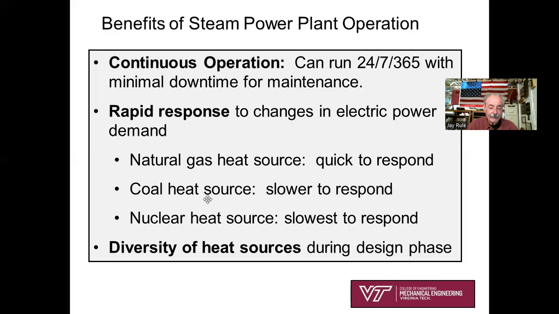And finally, nuclear power heat source is even slower to respond than coal as a heat source. And so that's going to give you a physical feel why in the electric power industry, we use different sources of heat because of the need for responding to the demand almost in an immediate manner. So thus there's a diversity of heat sources, and you have to address that during the design phase of your power plant. You can't just go and decide to change fuels out overnight.